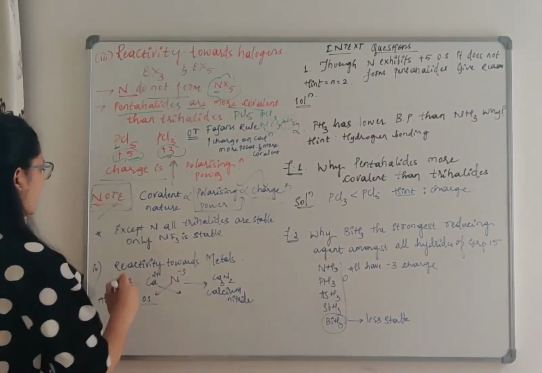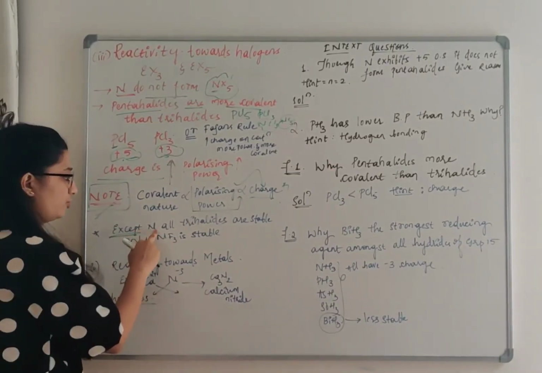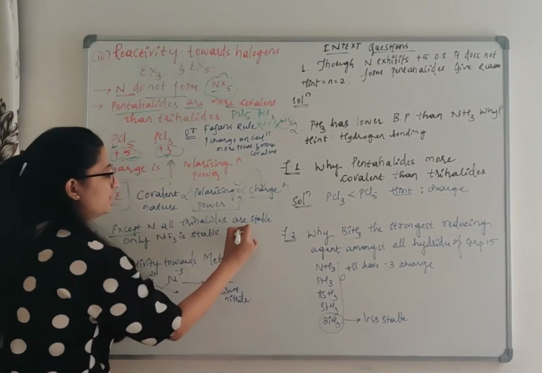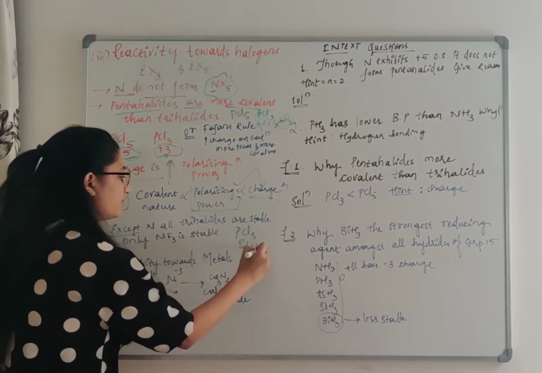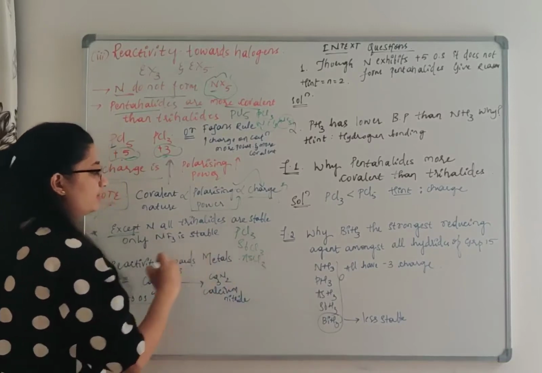Next, there is one exception you have to remember here: except nitrogen, all the trihalides are stable. That means if you consider PCl3, or SbCl3, or arsenic trichloride.